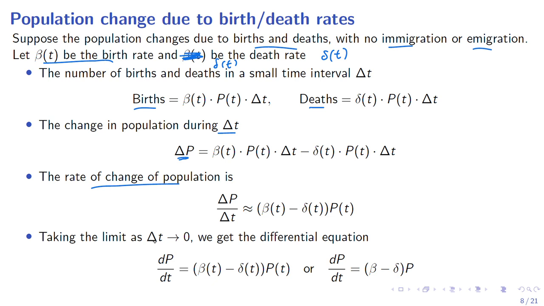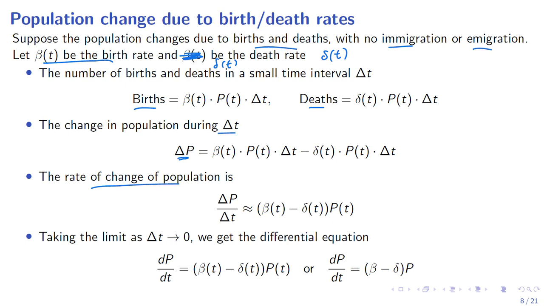Now, if we take this delta t to be really small, then we get the differential equation where dP/dt is beta(t) minus delta(t) times P(t), or very simply, the first derivative of P with respect to t is beta minus delta times P itself. So this is a first order differential equation which we can solve because we have learned all the techniques in our previous lectures.